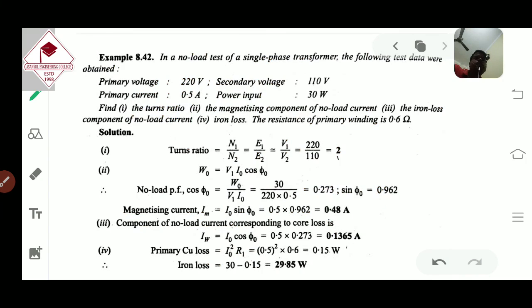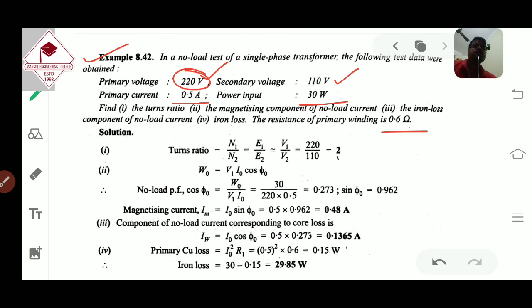Okay, now let us see a numerical related to the tests, okay? So in a no load test, this is the numerical. See, in a no load test, a single phase transformer gave the following data. The primary voltage reading is this one, secondary voltage is this one, primary current is 0.5 and primary input is 30 watt. Okay, so find the turns ratio, the magnetizing component of no load current, the iron loss component of no load current, iron loss, okay, and the resistance of primary winding. Okay, since this is a no load test, you can see here this primary voltage is the rated voltage, that is 220 volt.